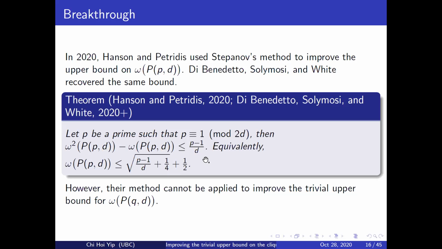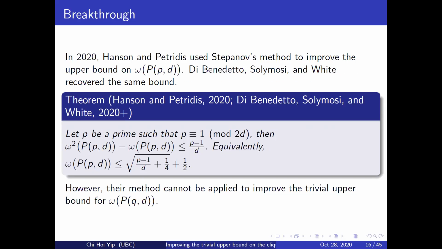One natural question to ask is whether this bound also holds when we replace p by a prime power q. The answer is unfortunately no, because the method only applies for the prime field Fp, but not for Fq. We will see why in the next few slides.